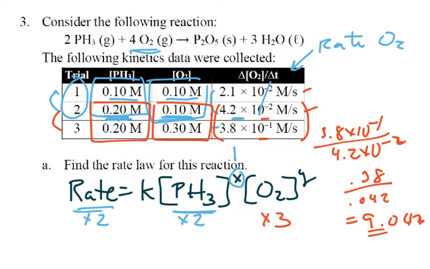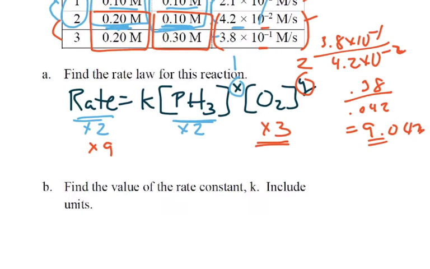So what that means is I tripled this concentration and my rate went up by 9 times, so this number here must be a 2. So I would say that my reaction is second order with respect to oxygen and is first order with respect to pH 3. So let's go back and finish the question.